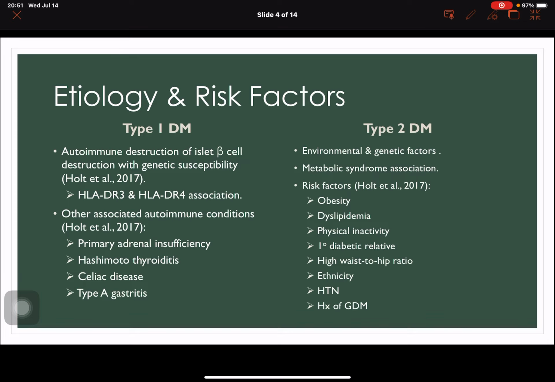In type 2, hereditary and environmental factors play a significant role in the disease process. It also has an important association with metabolic syndrome. Risk factors are obesity, high-calorie diet, high waist-to-hip ratio, physical inactivity, first-degree relative with diabetes, ethnicity, hypertension, dyslipidemia, and history of gestational diabetes.